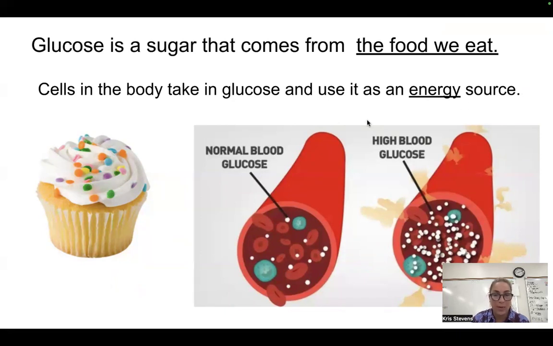When we eat our chemical potential energy, so our breakfast in the morning, that is the food, and we get glucose from that. From eating our food and taking in that glucose, we are able to do something called cellular respiration, where we take in oxygen and glucose and we give off carbon dioxide and water.